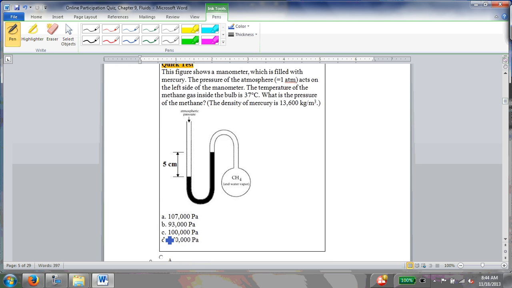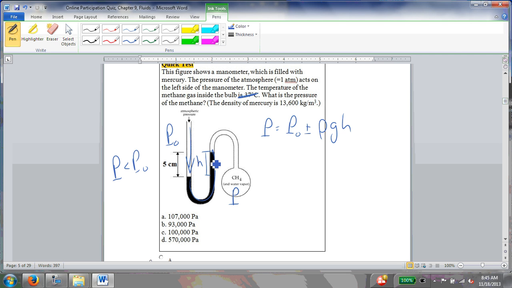Here, this figure shows a manometer, which is filled with mercury. I want to know what is the pressure of the methane gas. It gives the temperature, but I don't really need the temperature. I have a height of mercury right there, h, that can tell me the pressure. Remember, the manometer is P naught plus or minus rho g h. So I want to ask myself, is P here bigger or smaller than P naught? In order to have this setup, P has to be less than the atmospheric pressure, because the atmospheric pressure is pushing this column down. It's bigger than the pressure of the methane.